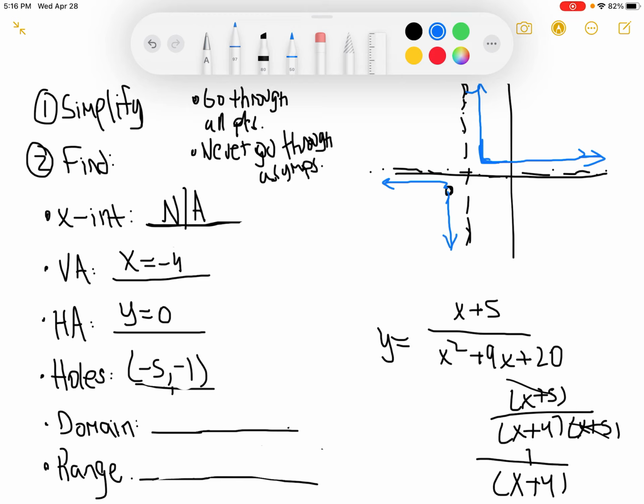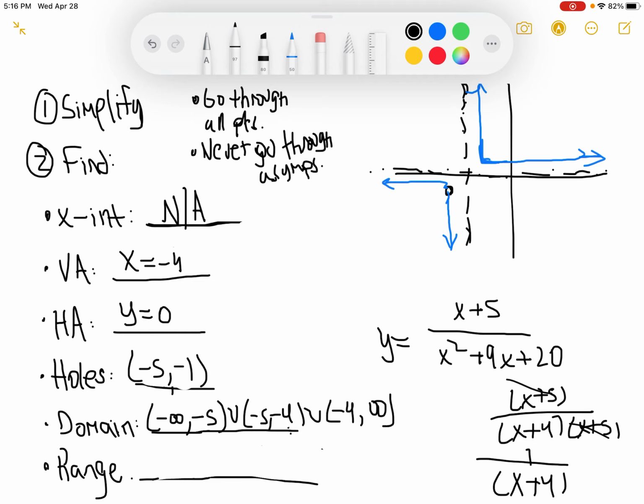Now we can do domain and range. For the domain, it goes to negative infinity, and then the hole doesn't apply, and the x value of the hole was negative 5. So it stops there, picks up at negative 5, but then it has to stop again at the asymptote, which is negative 4. Then it can finally pick up again at negative 4, and luckily it can go all the way to infinity.